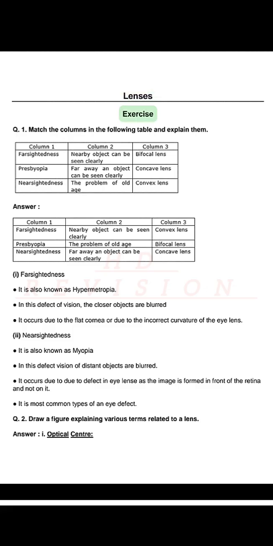Lenses. Exercise. Q. 1. Match the columns in the following table and explain them. Answer. Column 1, column 2 and column 3. Column 1, farsightedness. Near object can be seen clearly. Convex lens.